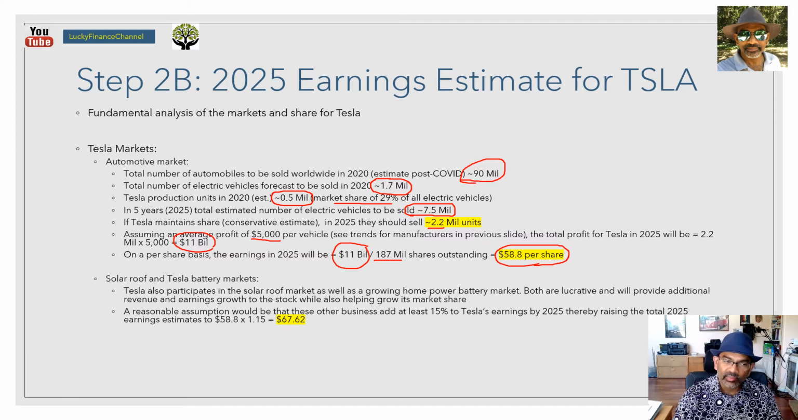Don't forget, Tesla has other businesses too. They have the solar roof business. They've also got the Tesla battery, the wall battery that they call. And they've been operating in both of those markets as well. Both are lucrative and they provide additional revenue and earnings for the stock. I think a reasonable assumption is that these additional businesses will bring in about 15% to Tesla's earnings. And so we can take that $58 a share we had earlier and add another 15% to that. And I think a pretty conservative estimate is for earnings of around $67 a share for Tesla. So keep that number in mind, $67 a share by 2025.